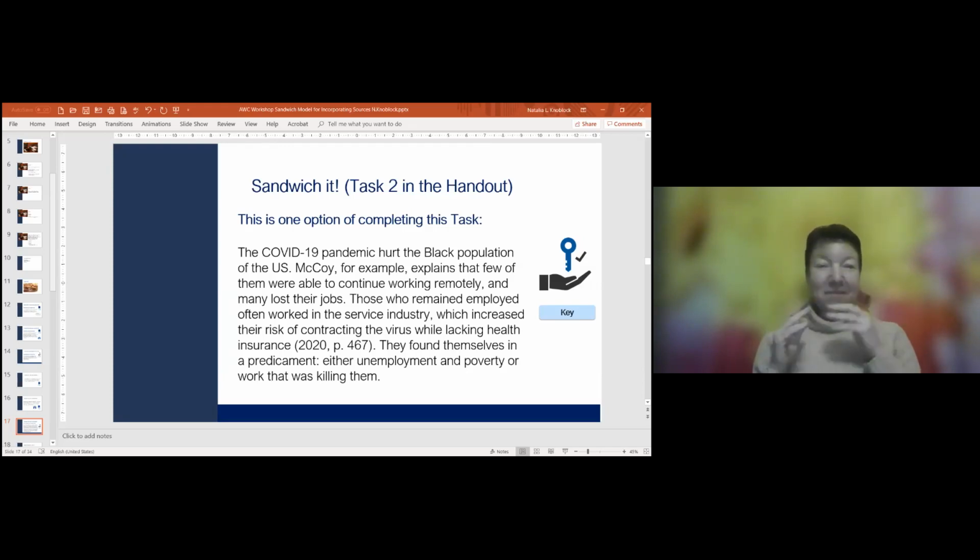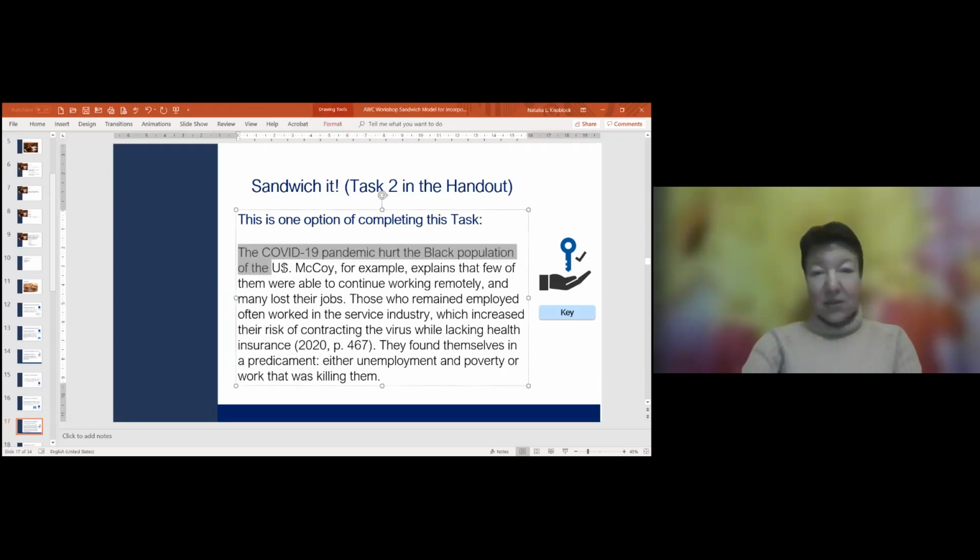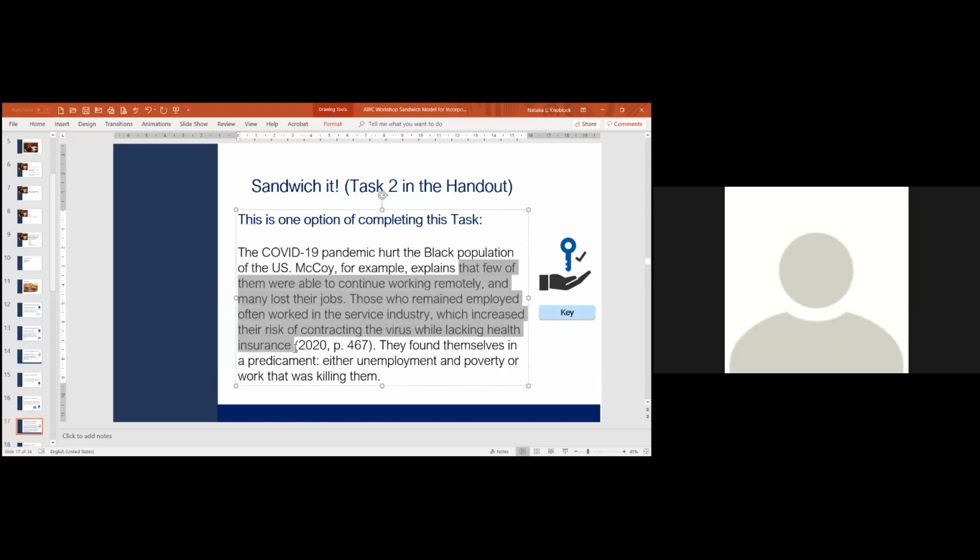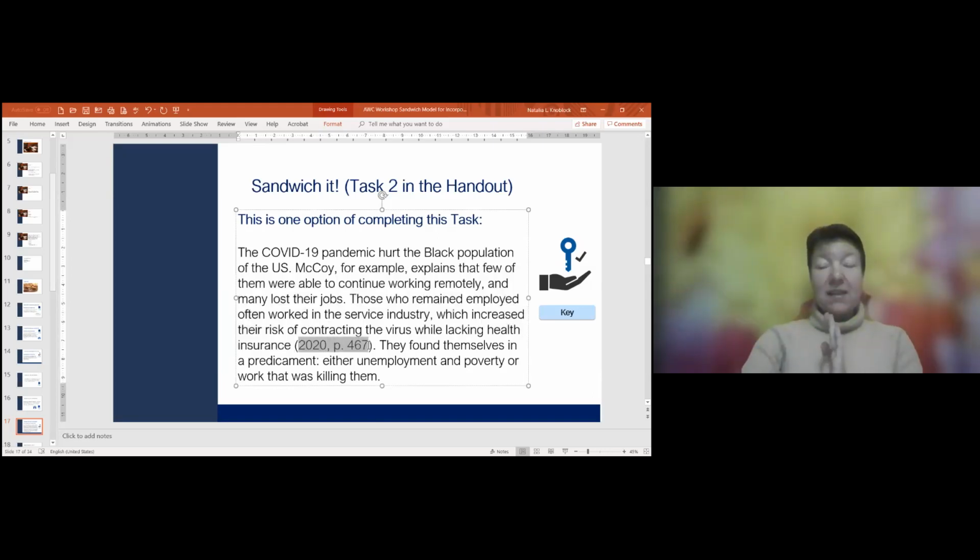What do I have after my summary? Parentheses, 2020, 467. Okay, all right, let me highlight. So this is my topic sentence: COVID-19 pandemic hurt the Black population of the US. This is my attribution: McCoy explains. So I'm marking where my text ends, somebody else's summary starts. This is my summary. And then this is my in-text citation, 2020, page 467, because I used the name just before the sentence. And this is my concluding sentence. They found themselves in a predicament, either unemployment and poverty, or work that was killing them.